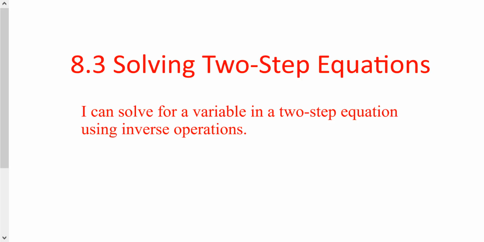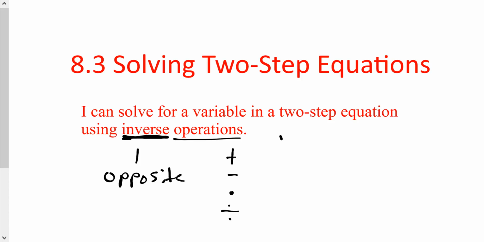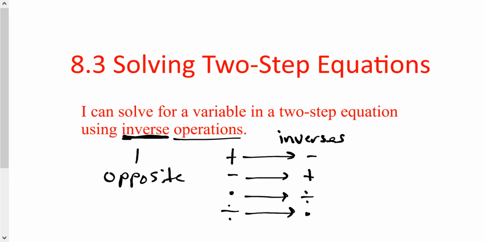So let's just go ahead and jump right into talking about what we need to talk about for this lesson. Some key words here. I can solve for a variable in a two-step equation using inverse operations. Remember that inverse just means opposite. So let's talk about all of my operations. Operations are things like plus, minus, multiply, and divide. So what are the inverses of these? Remember, inverse means opposite. What's the inverse of plus? Minus. What's the inverse of minus? Plus. What's the inverse of multiply? That would be divide. And what's the inverse of divide? That would be multiply.